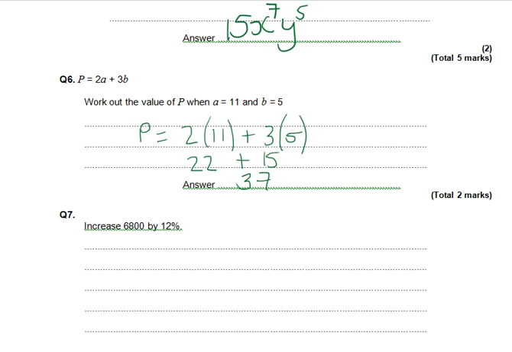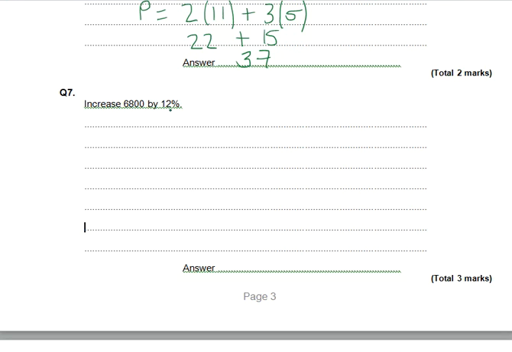Now increase 6,800 by 12%. Again, if you're not sure how to do this, start writing down what we can do. So 12%, well, we know that 10% is dividing by 10, which means it's going to be 680. Now 1%, there's a relationship between 10% and 1% because it's divided by 10 again. So 1% will be 68, which means that 2% is going to be 68 plus 68.